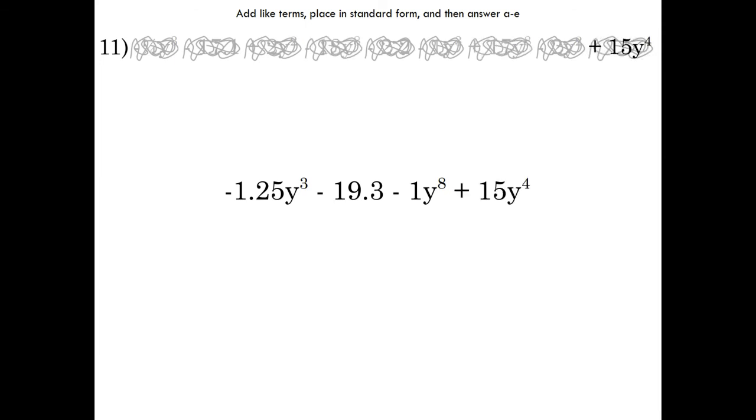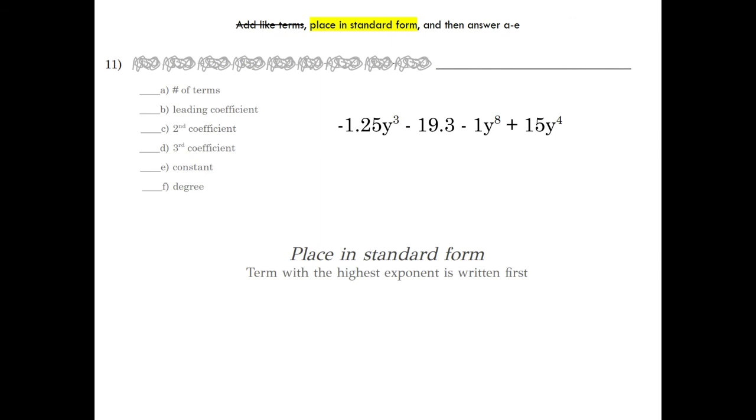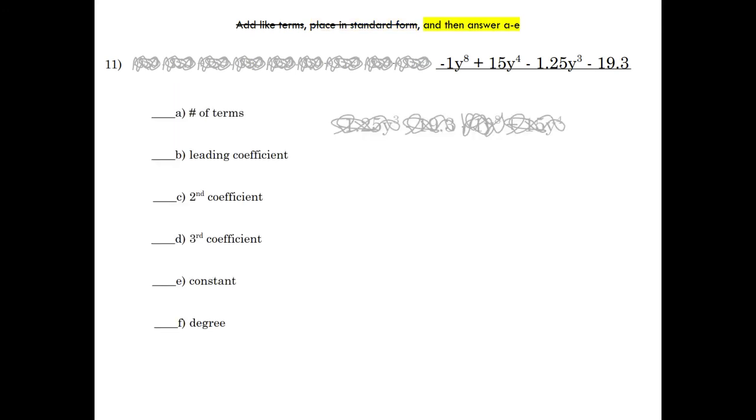Next step is to place it in standard form. So the term with the highest exponent is written first, and that is the negative 1y to the 8th. Second is positive 15y to the 4th. Third is negative 1.25y to the third. And fourth is the constant, negative 19.3. Now we can answer questions A through F once we put it in standard form.